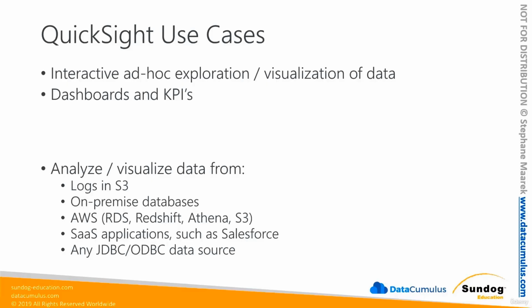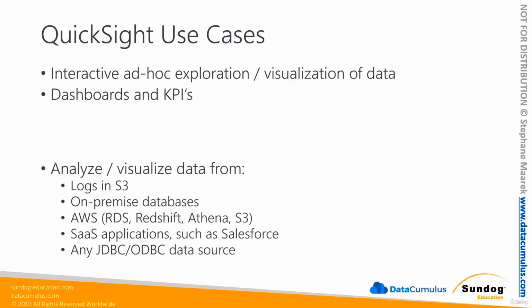Here are some of the use cases that Amazon recommends for QuickSight. One is the interactive ad hoc exploration and visualization of data. So you might recall that this is actually explicitly an anti-pattern in other services. However, QuickSight is designed from the ground up for ad hoc exploration and visualization of your data.